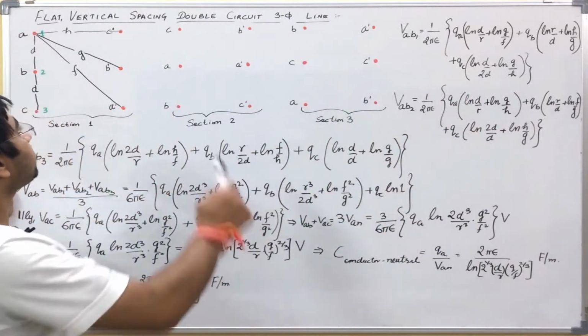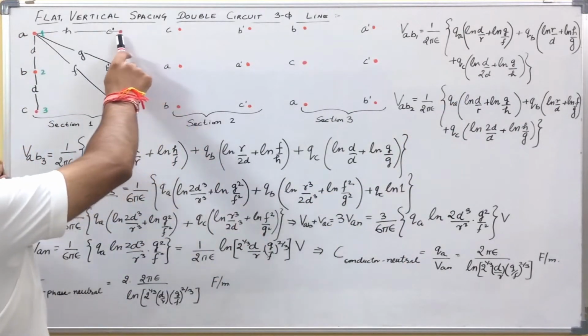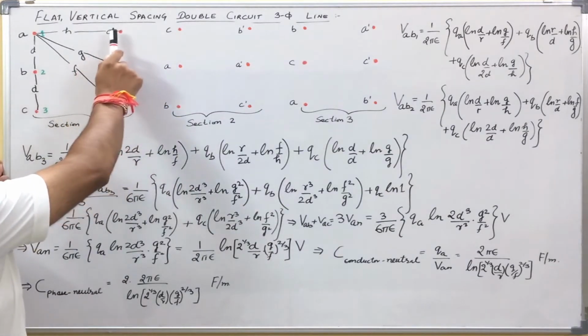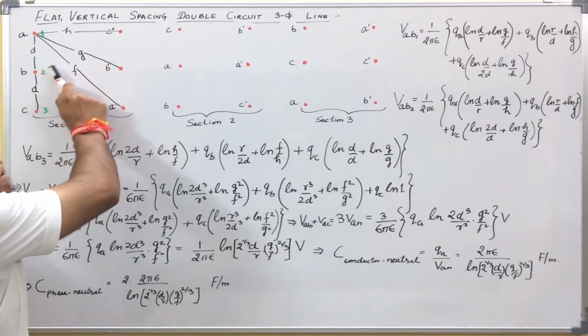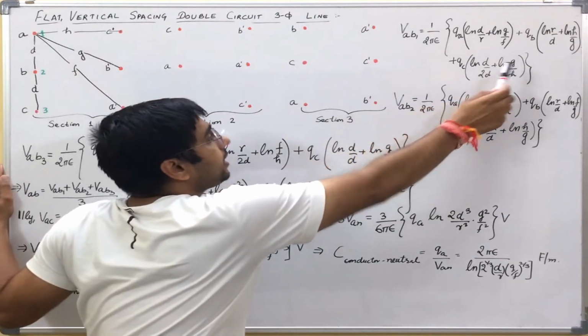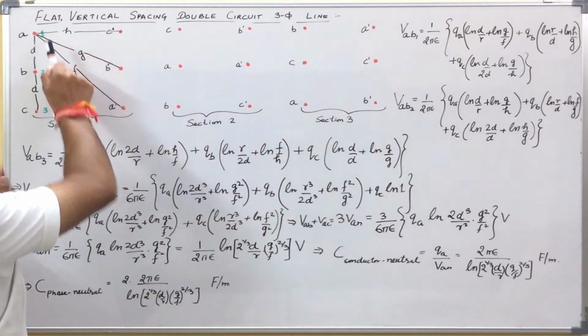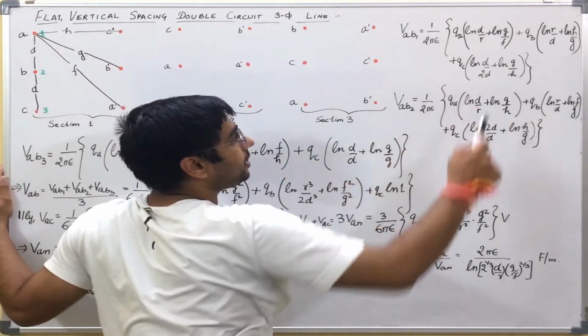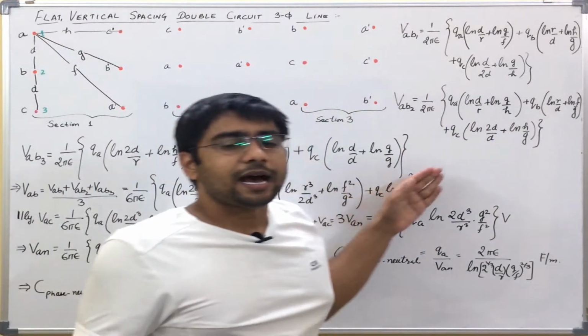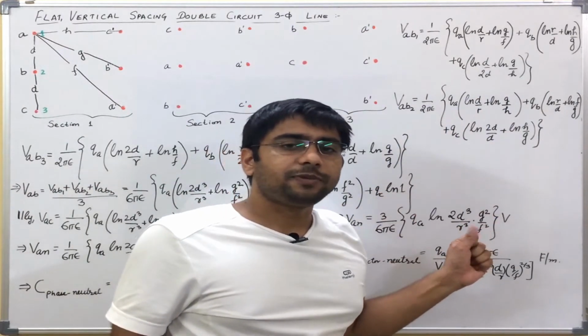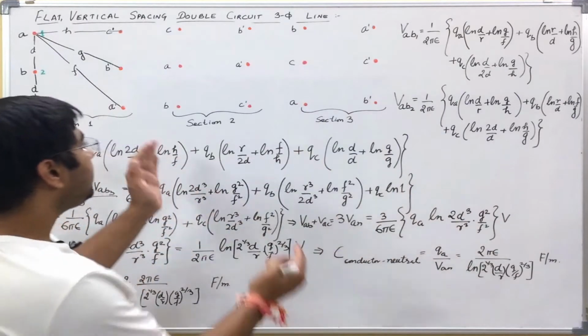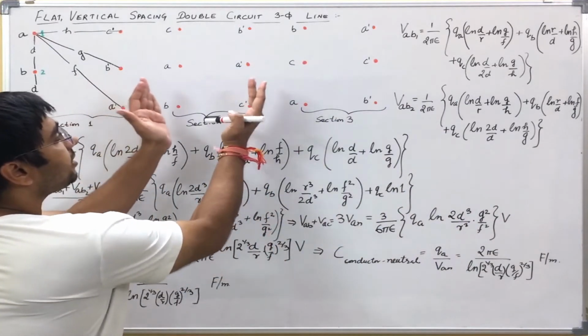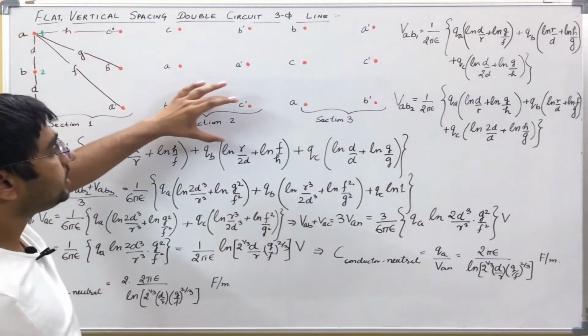Now let us see for this charge. For this charge, D2, the distance between the charge and point 2, is G, which is written here, and D1 is equal to just H. It is written here. Similarly, I can write the potential difference between A and B during section 2, once we transpose this.